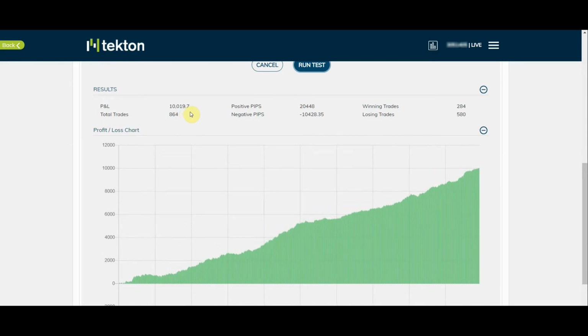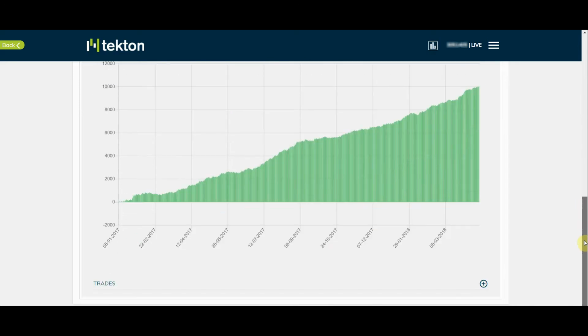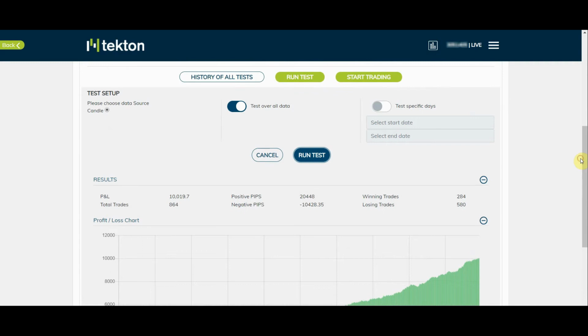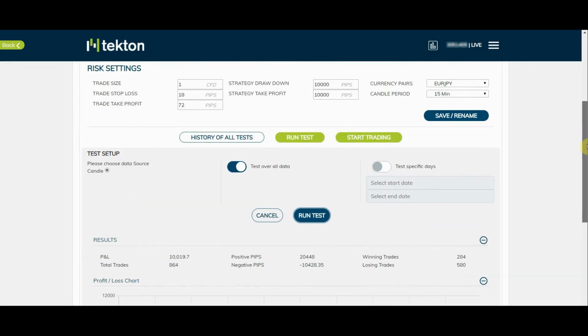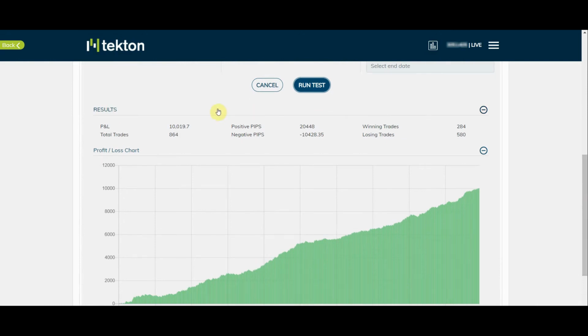And it stopped at March 2018 at 10,000 pips of profit. There. 864 in total, 284 winners, 580 losers. Not really much drawdown, only a bit there and a bit there. But generally speaking, that was a profitable trading system.